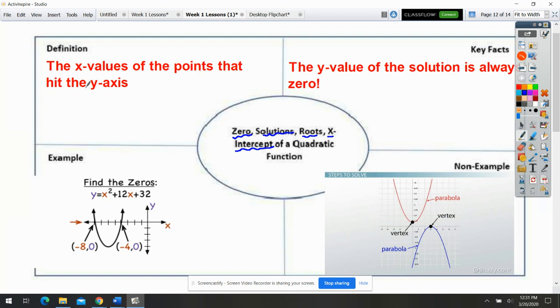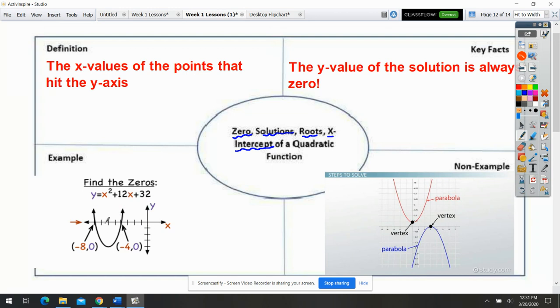So just to put in your notes, you should draw this out on a piece of paper in your notes. Write the definition. The definition of this is where the x values are the points that hit the x-axis. Some key facts is that the y value of the solution is always 0. All right, and I have an example for you here.